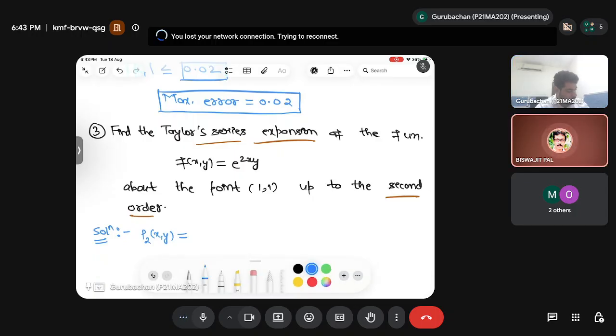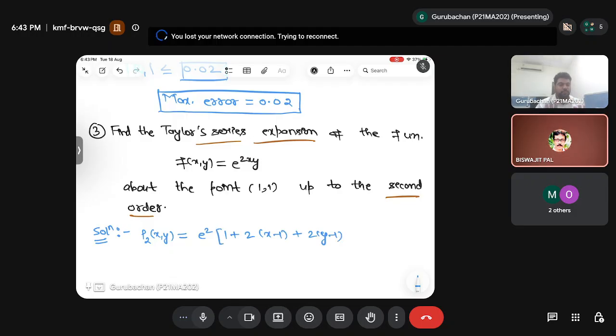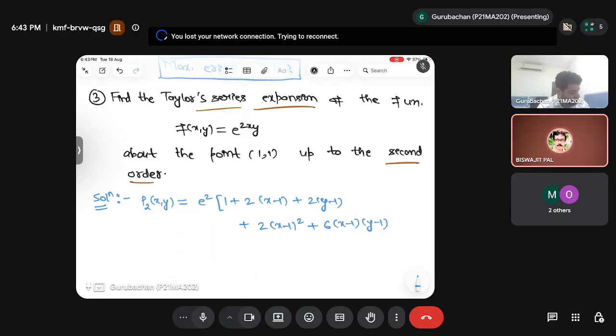Sir, as far as I have obtained: e squared into 1 plus 2 into (x minus 1) plus 2 into (y minus 1) plus 2 into (x minus 1) whole square, plus 6 into (x minus 1) into (y minus 1), plus 2 into (y minus 1) whole square. Everybody is getting the same answer.